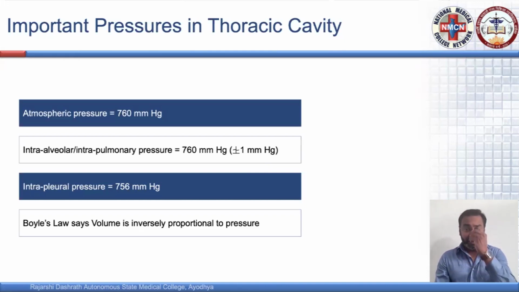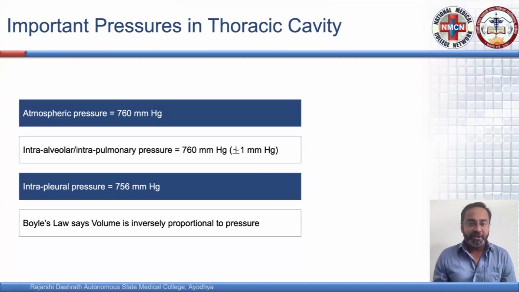The most important pressure which we'll talk about is the atmospheric pressure, which is at the level of sea. So this pressure is called atmospheric pressure, and this is around 760 millimeters of mercury. Because we are talking about sea level, if we go above sea level, the pressure will go up, and if we go below sea level, pressure will go down. So sea level is the zero level, and above or below it is plus or minus. So atmospheric pressure is also called zero pressure.